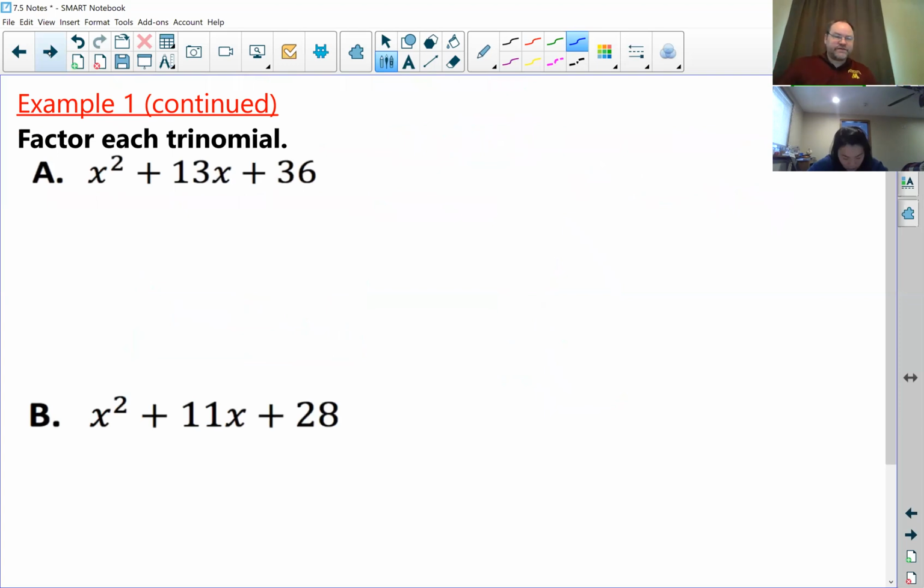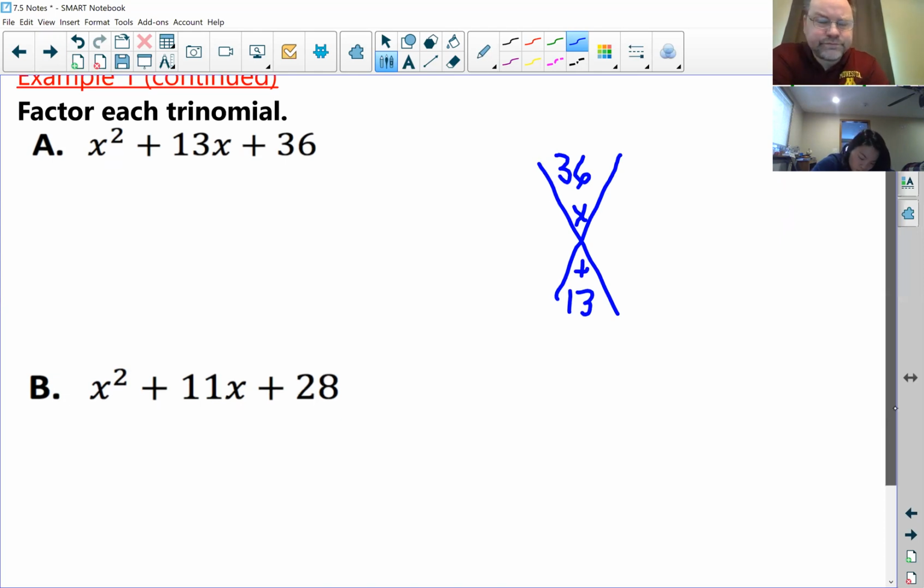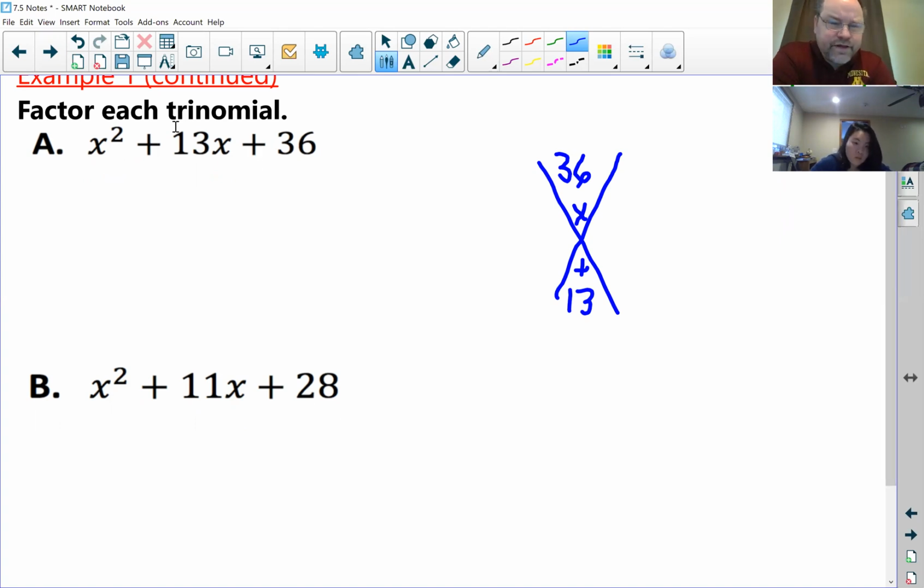So that's the idea. That's the process. We want to find two numbers that multiply to 36 and add to 13. So they're multiplying to a positive value and adding to a positive value. So they both have to be positive.